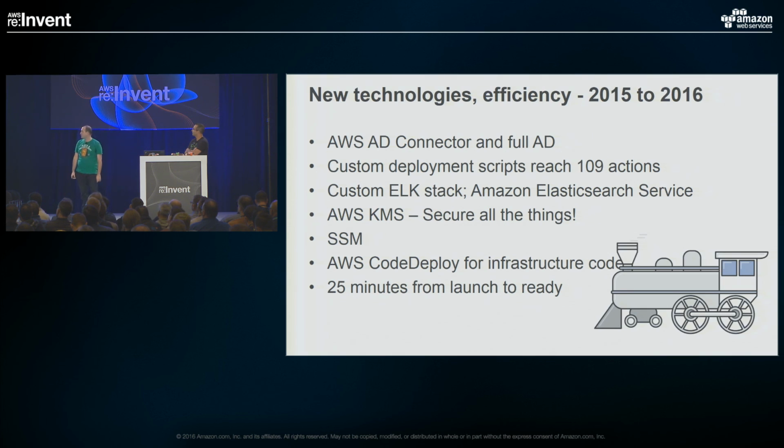And then, so where did we go from there? Well, we saw AWS launched a whole lot more services, and we needed to become more efficient. One of the things we did is we started using the AWS AD connector. We used that. It came out before full AD. We used that to go ahead and use AWS Simple Systems Manager, SSM, to join the domain.